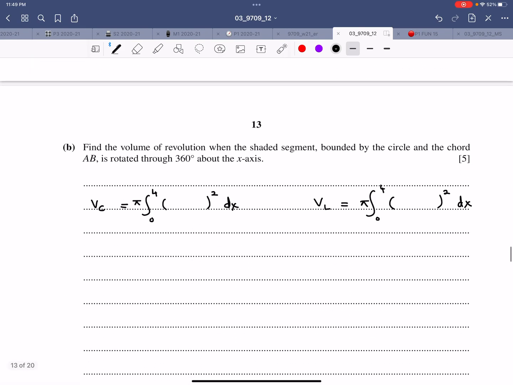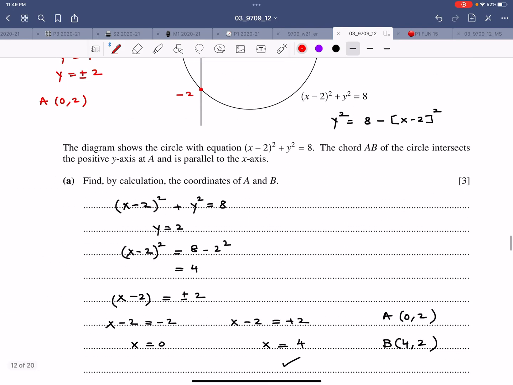This is 0, this is 4, this is 8 minus (x minus 2) whole square dx. It's already squared, keep that in mind. So the equation is already squared initially, so that is what I have written. And what's the equation of the line? That is 2. So therefore this is 2 square.